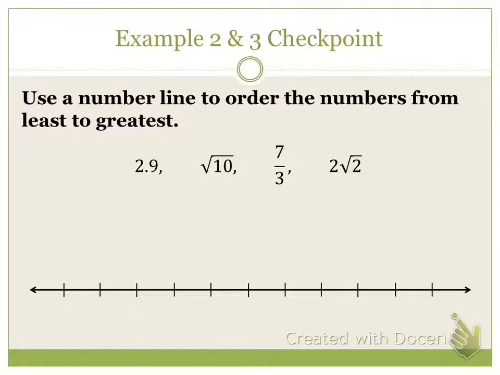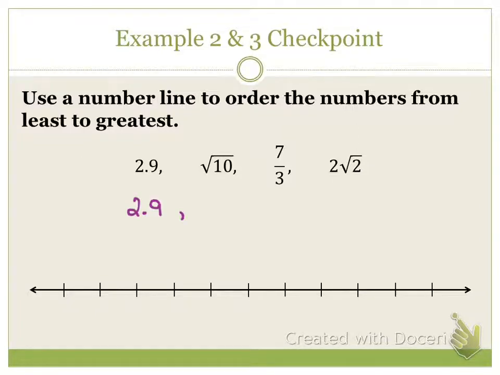Okay, use the number line to order the numbers from least to greatest. Now remember, change them all to decimals first so you can figure out your range of numbers. And then plot them on the number line and then order them least to greatest. Alright, so first one's already a decimal. We'll just rewrite it. Alright, so 2 9/10.